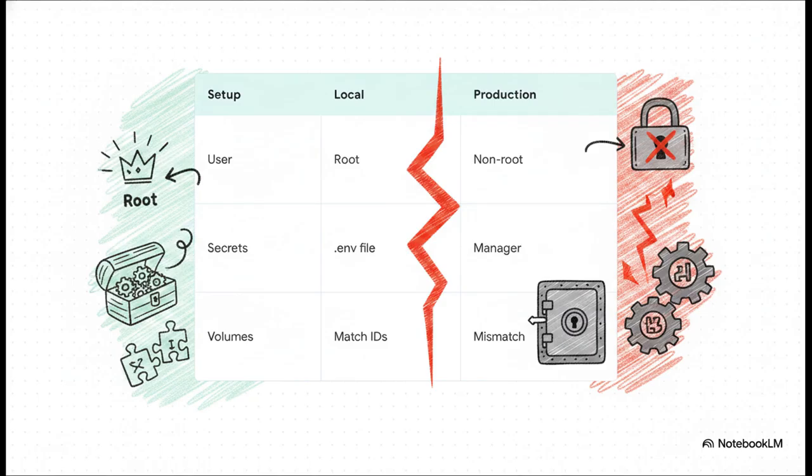Let's look at this whole operational matrix. Locally, you've got root access, a handy .env file for variables, and perfectly matching user IDs for your volumes. It's a cozy, frictionless environment. In production, however, you're locked down to non-root for security, you're totally reliant on a secrets manager for variables, and you're dealing with mismatched user IDs for those volumes. The image is exactly the same everywhere, but the user running it, the permissions it has, and the secrets it can reach, yeah, none of that travels with the image automatically.